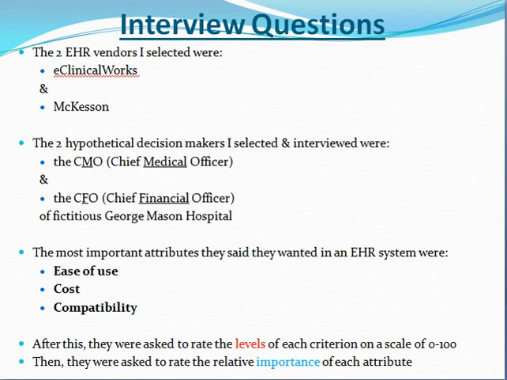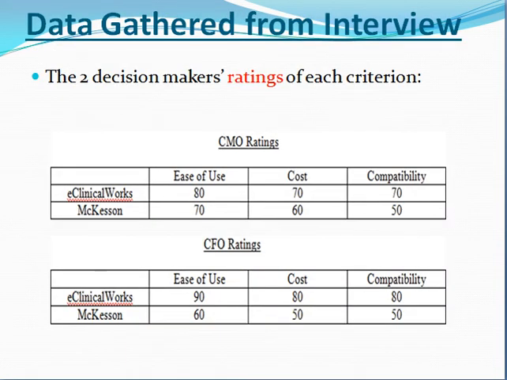Next, they were asked to rate the levels of each criterion on a scale from 0 to 100. Then they were asked to rate the relative importance of each attribute. After the interviews, the data collected was used to make tables from it. These tables show the ratings of the levels of each criterion, comparing how the CMO and how the CFO each felt about eClinicalWorks and McKesson.